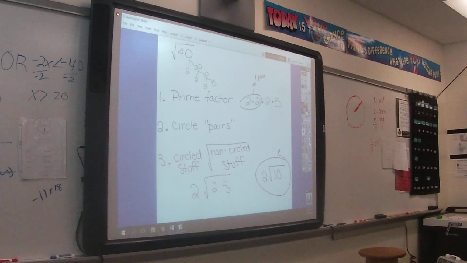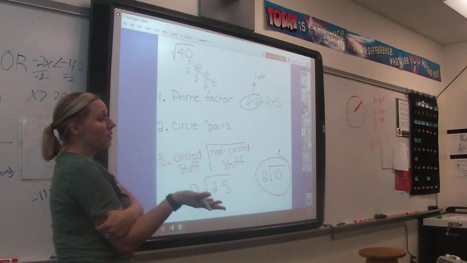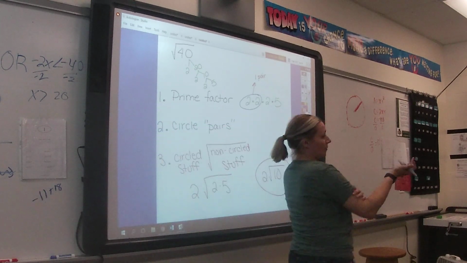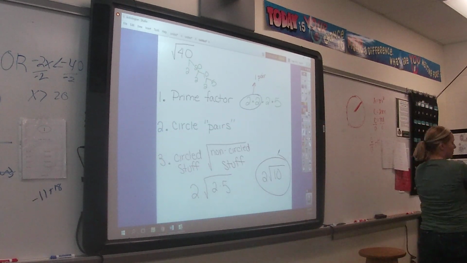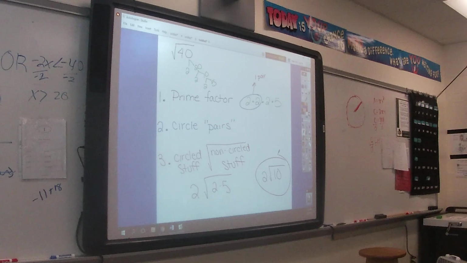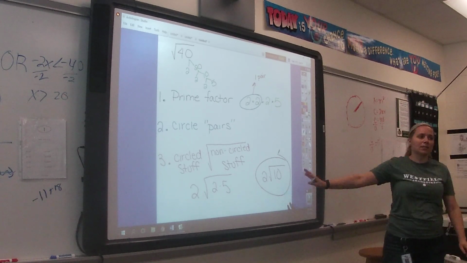Yes, Billy? If we had 2 pairs of 2's, would it be 2 squared on the outside? No, we turn that into 4. We multiply that. Wouldn't that technically be 2 squared? Yeah, but you don't want to write 2 squared. You want 4. No, this doesn't have a 4 in it.